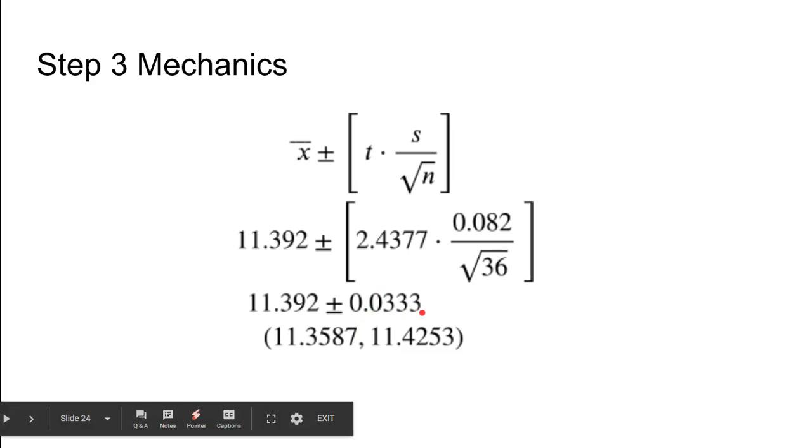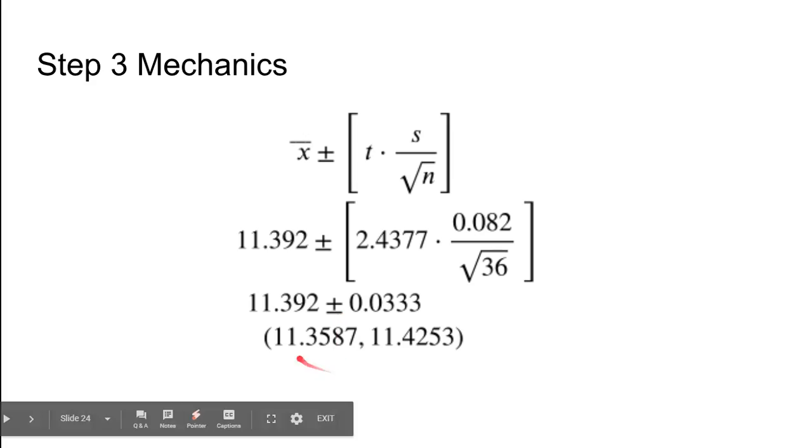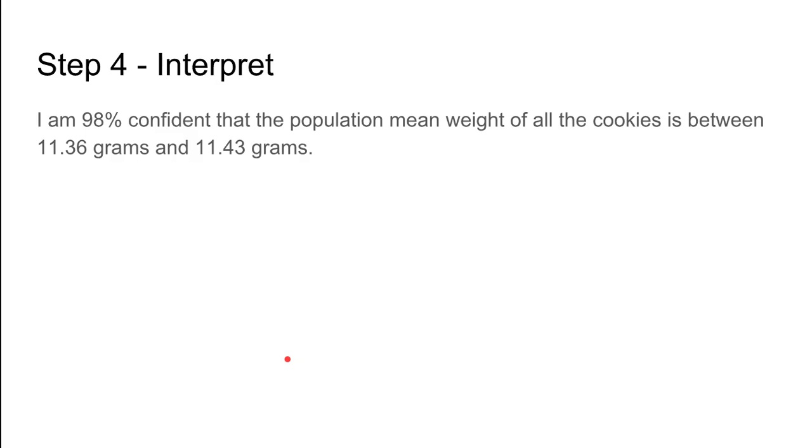That's all in grams, right? No more percentages. These are grams. These are units. So I went up and I went down from my sample mean, from my point estimate, and I got an interval of approximately 11.36 to approximately 11.43. So step 4, interpret. I'm 98% confident that the population mean weight of all cookies is between 11.36 grams and 11.43 grams.